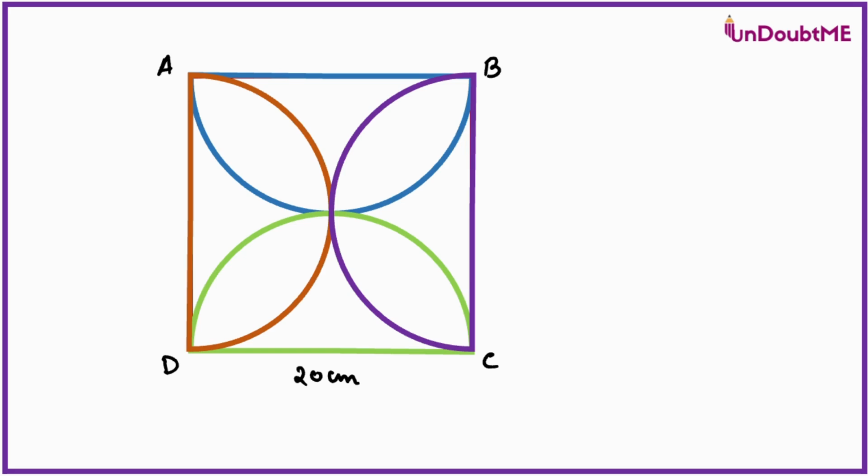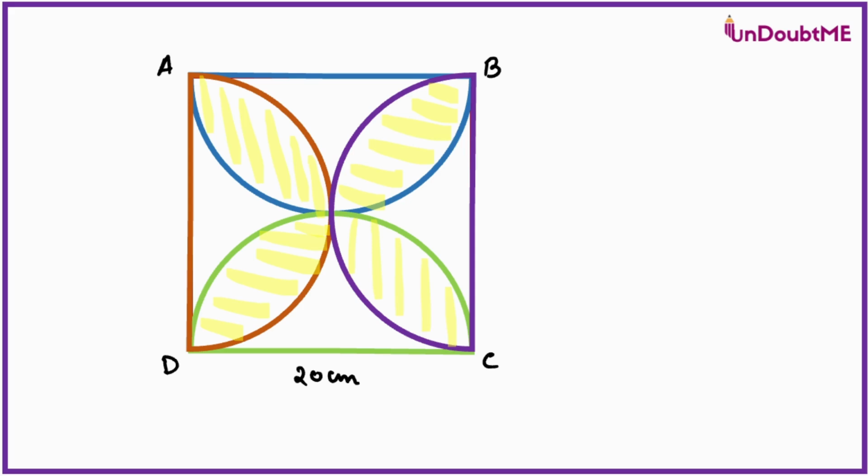So in this question, we need to find the area of petals. Okay, let me shade them. So these are the petals we are trying to find, and they have given us a square whose side is 20 and nothing else is given. We just need to find the area of these petals.